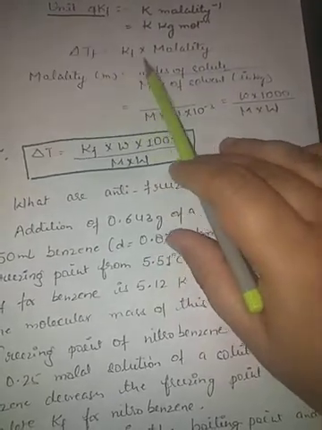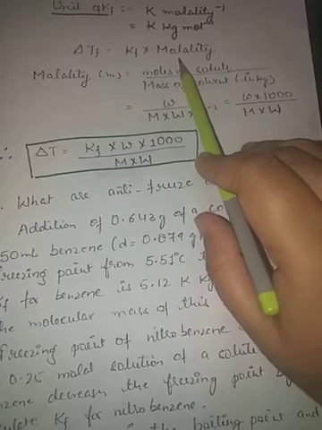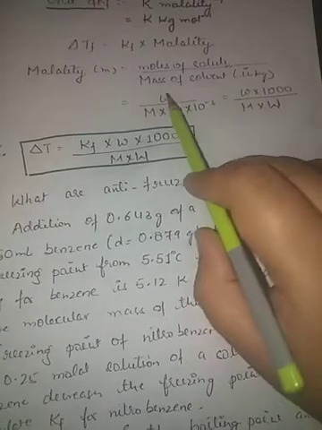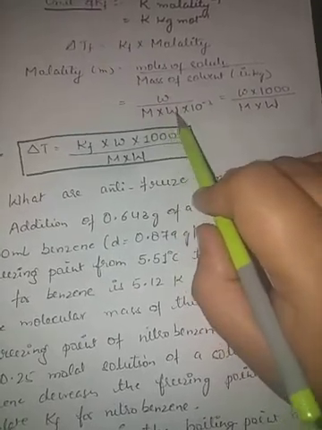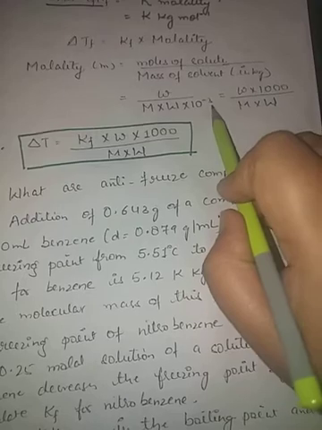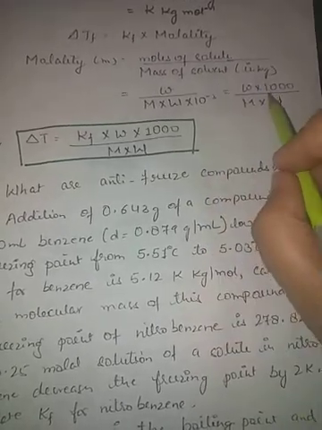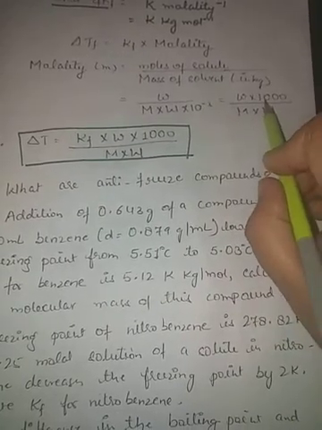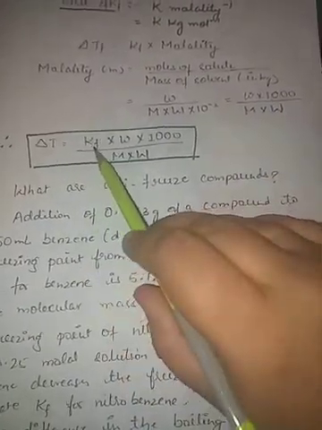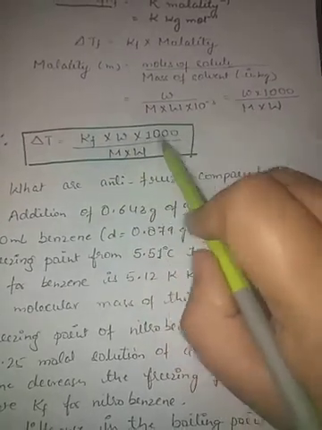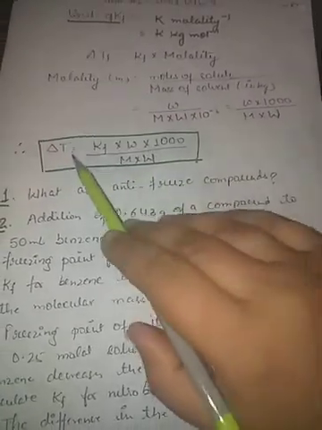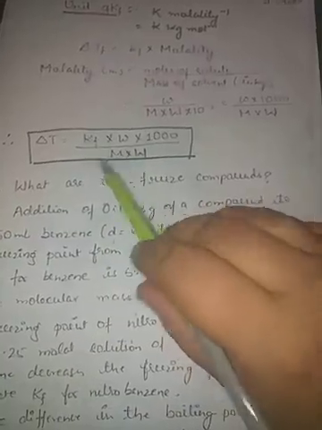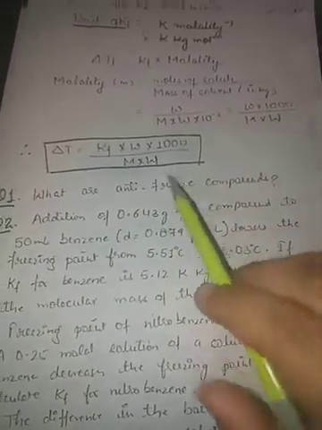Delta Tf is equal to Kf into molality, and molality we know is equal to number of moles of solute upon mass of solvent in kg, that is small w upon M into W into 10 raised to the power minus 3. If it is in grams, then we have to multiply by 1000: w upon M into W into 1000. Delta Tf will be equal to Kf into m, and m is w into 1000 upon M into W. Okay, this is the formula for calculating the depression in freezing point, and if you have to calculate M, you can use the formula according to the question.